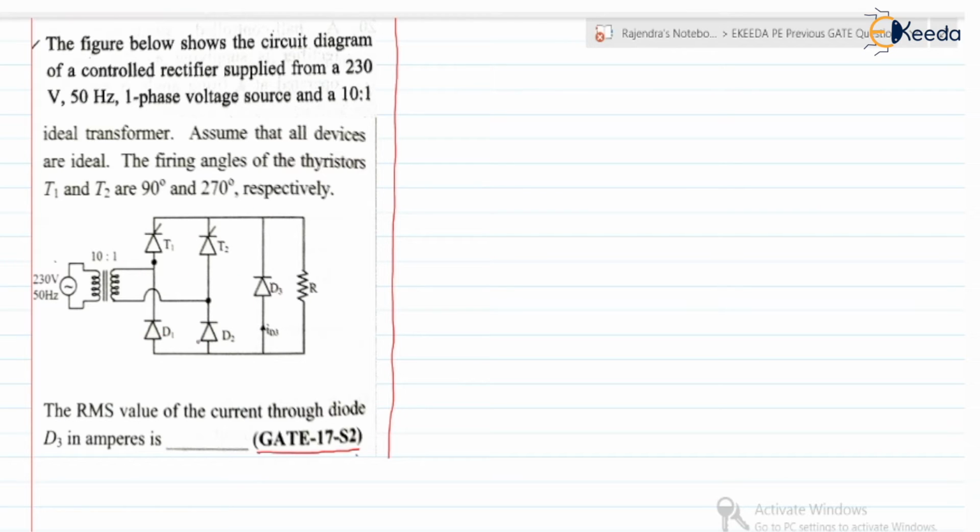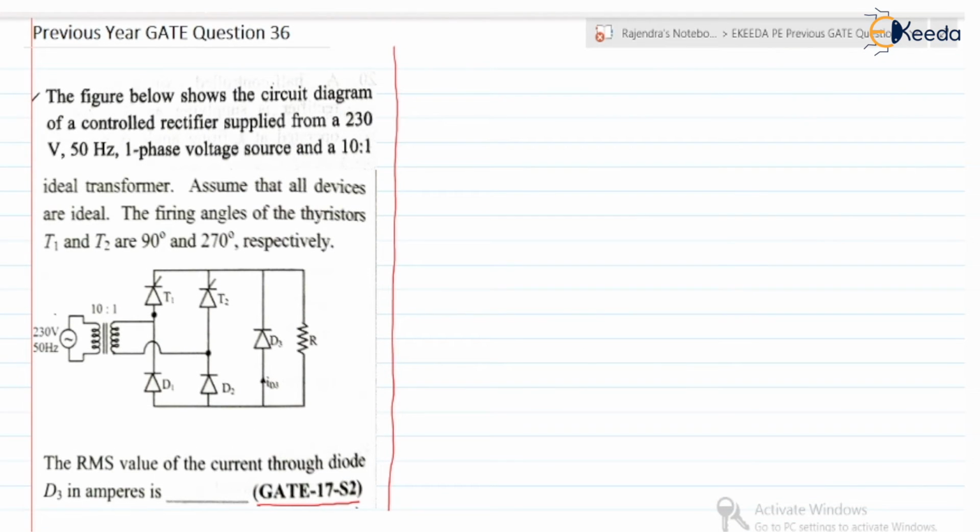a half controlled converter, or it is also known as a semi converter, symmetrical type half controlled rectifier. T1, D1, T2, D2, and here it is the D3. The RMS value of current through the diode D3 in amperes is a very simple question, right?